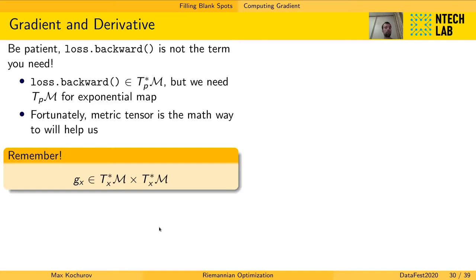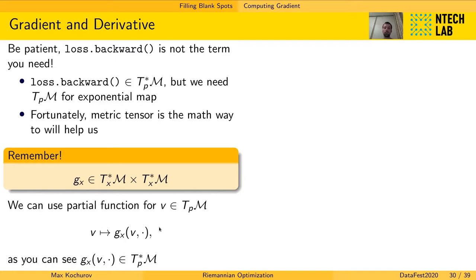As you remember, metric tensor is a tensor field. It eats two tangent vectors and outputs a scalar as a linear map. We can use partial function for tangent vectors, and feed one tangent vector to the metric tensor and fill one spot on the field. And what we get is a partial function that will take one extra tangent vector and output you a number as a linear map. And that's exactly what cotangent vectors do. So this partial function is a cotangent vector. And you see, at this side, there is a cotangent vector. Loss backward is again a cotangent vector. What can we do out of it?